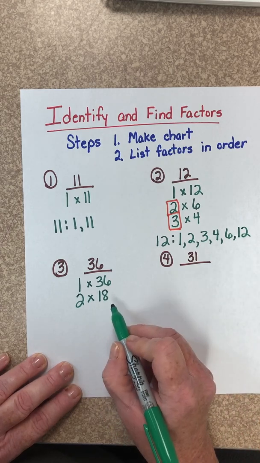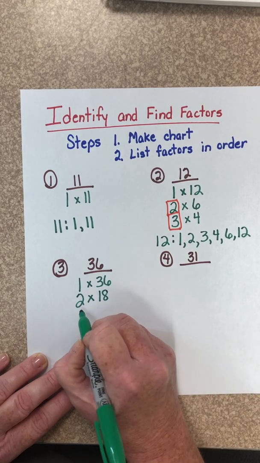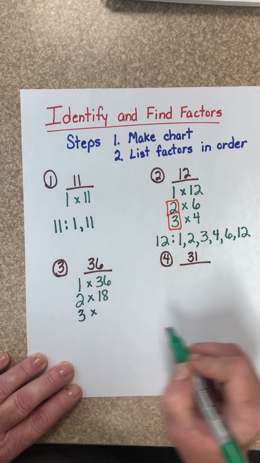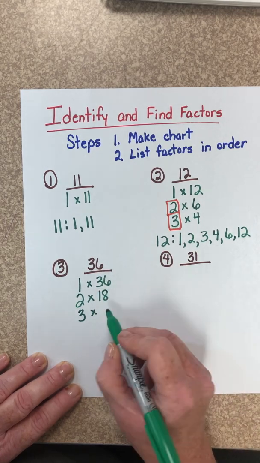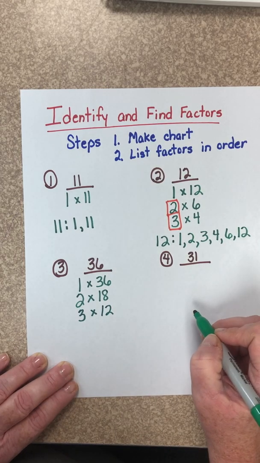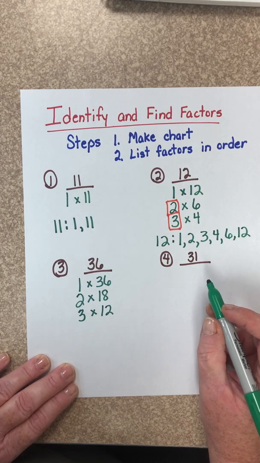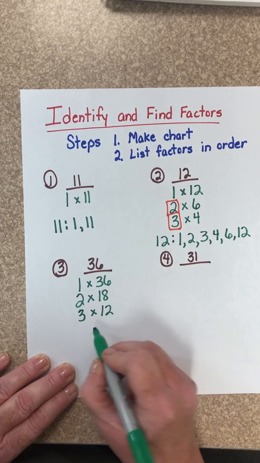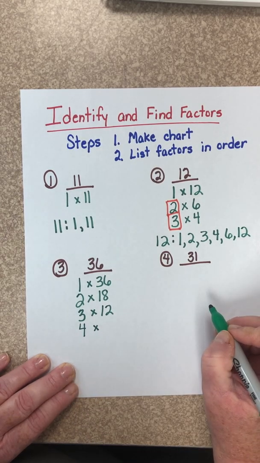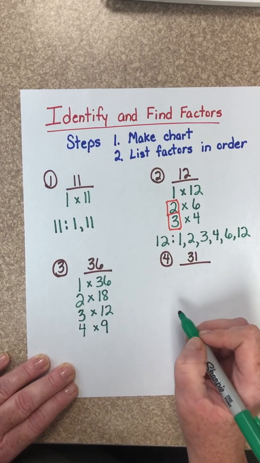Well, can I take 36 and divide it by 3 evenly? Well, the answer is yes. So it's 3 times what is 36? And the answer to that is 12. Next, we need another factor. Do we have any other factor pairs for 36? Yes, 4. 4 times what is 36? 9. 4 times 9 is 36.